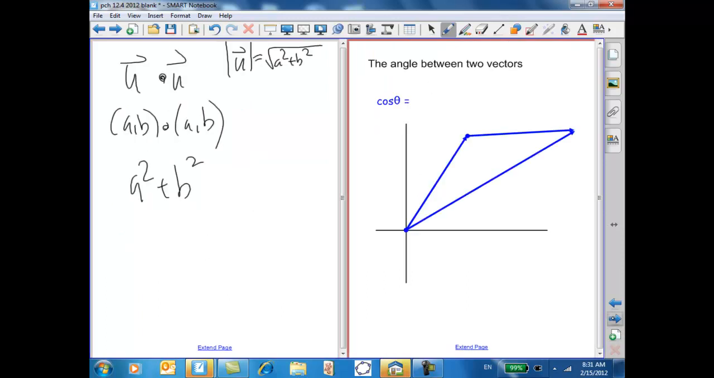Now, there's another cool property, and that's the cosine of theta and u dot v. And it's a tricky proof, but it's a lot of fun, and it reviews some of the things we did with law of cosines. So here's the angle between two vectors. And let's call this vector u and this vector v.